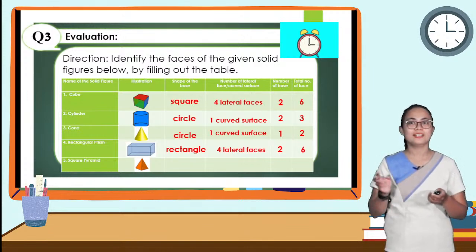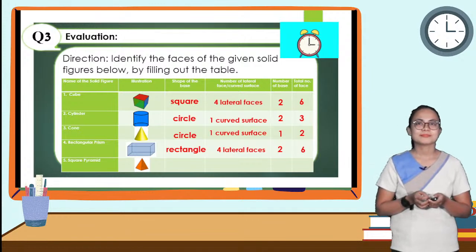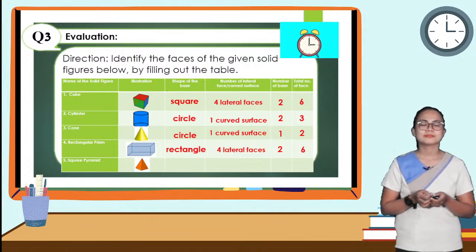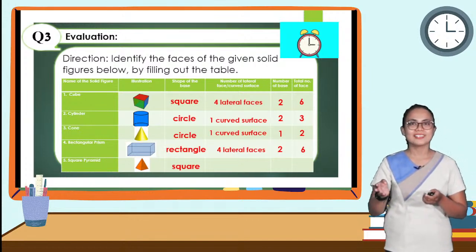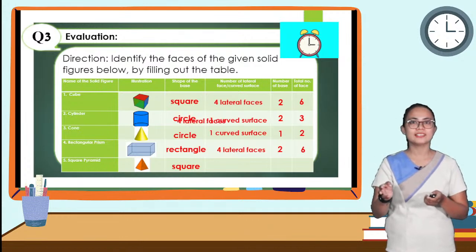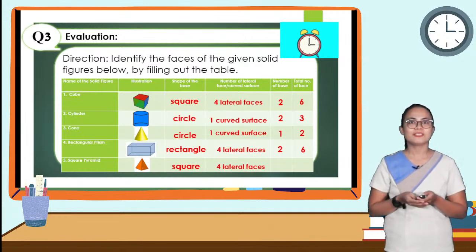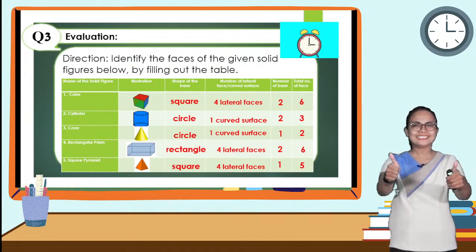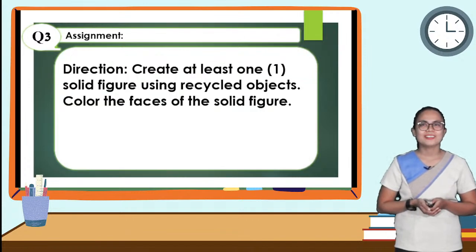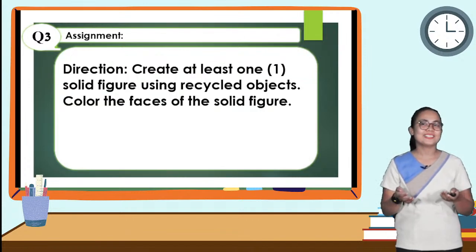And last one, we have, good job. Square. The shape of the base is square, and it has 4 lateral faces, 1 base, a total number of 5 faces. Great, grade 6 learners. Now, let's have our assignment.